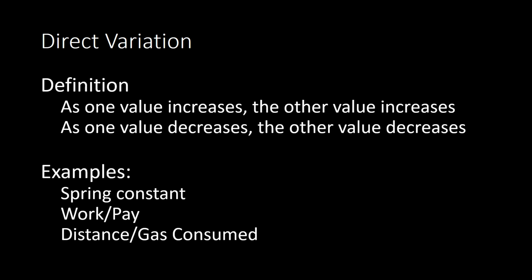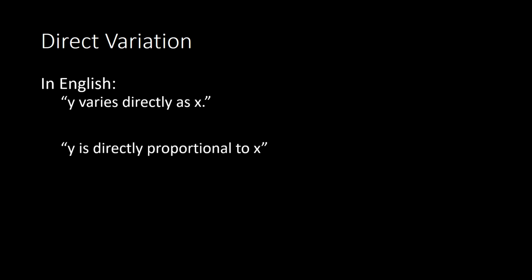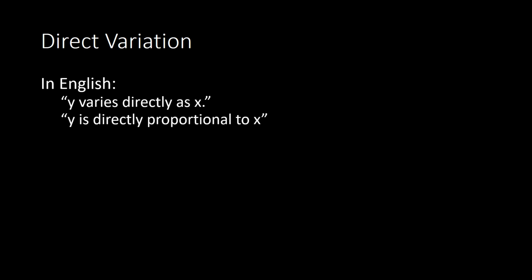Now, if you were to collect some data, and the data can be anything, let's say it's y and x. And y and x vary directly, or they have a direct variation. Ways that we can say that in English would be y varies directly as x, or we can say y is directly proportional to x. Either way, we are saying the same thing.